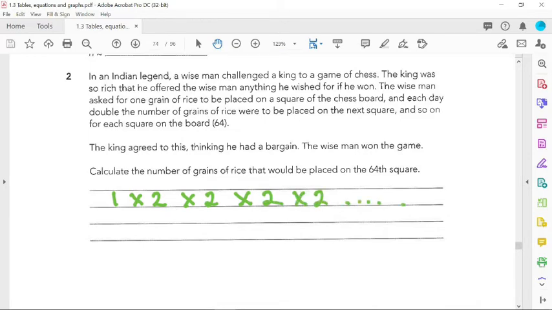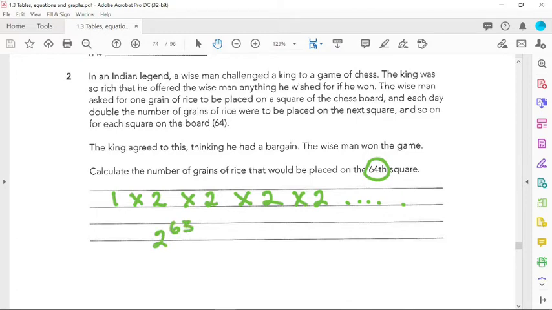How many squares are there? 64. So does that make 2 to the 64? Yes. Wouldn't it be 2 to the 63? Why 63? Because the first one's... There you go. He put 1 grain on the first one. And multiplying by 1, do we even care about that 1? No. So it's 2 to the 63rd.